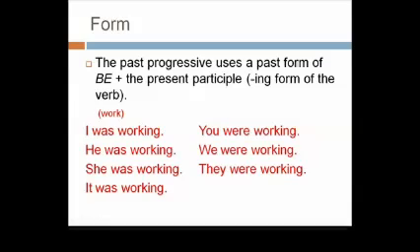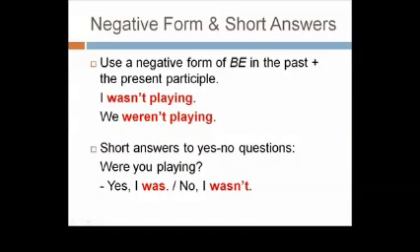With negative forms and short answers, we'll just use that form of be. So use a negative form of be in the past plus the present participle to form the negative, as in, I wasn't playing, we weren't playing. Short answers to yes/no questions will look like this. Were you playing? Yes, I was. No, I wasn't.